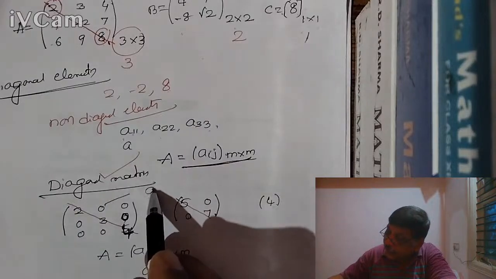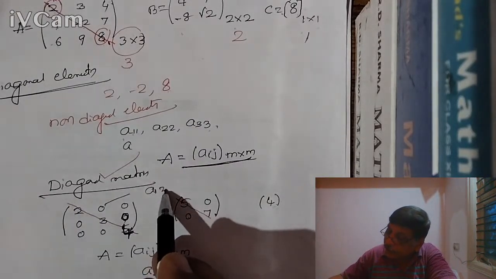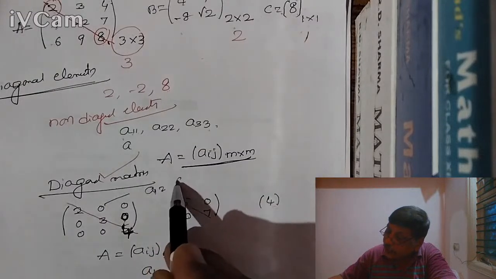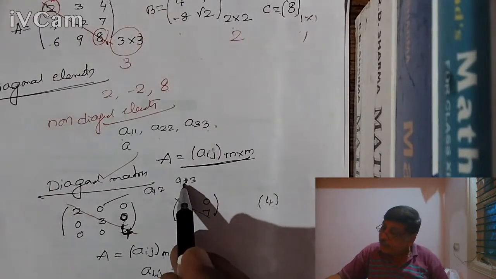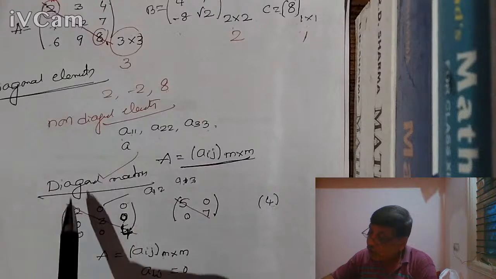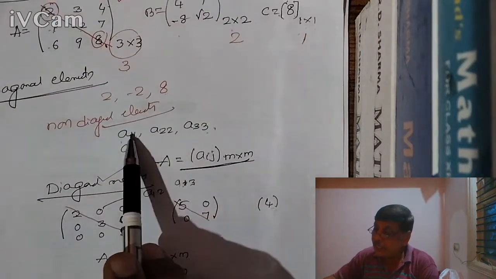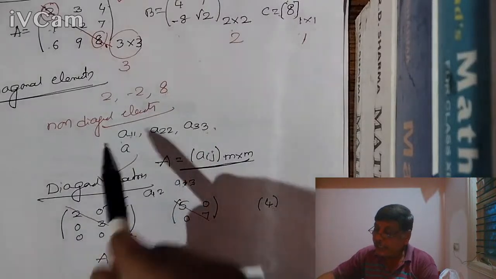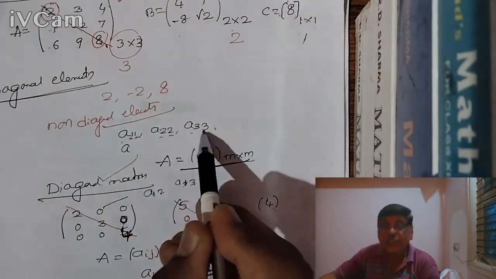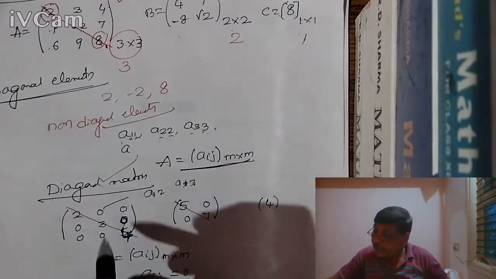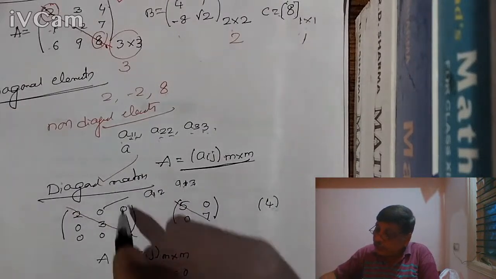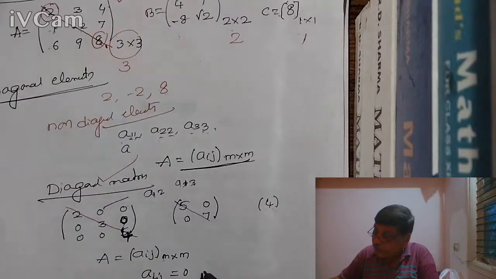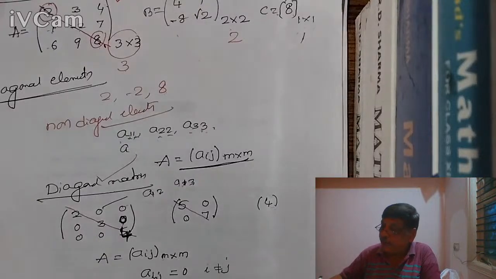What is the position of this one? The position of this one is A12. Here 1 is different from 2. Is it right? This is the position of A13. Here the first suffix and second suffix are different. Whereas in the case of diagonal elements, see here: 1, 1, 2, 2, 3, 3. Here i and j are the same. Got it or not? But in the case of non-diagonal elements, i and j are different. Therefore, non-diagonal elements Aij should be 0, where i is not equal to j. This is the definition of a diagonal matrix.